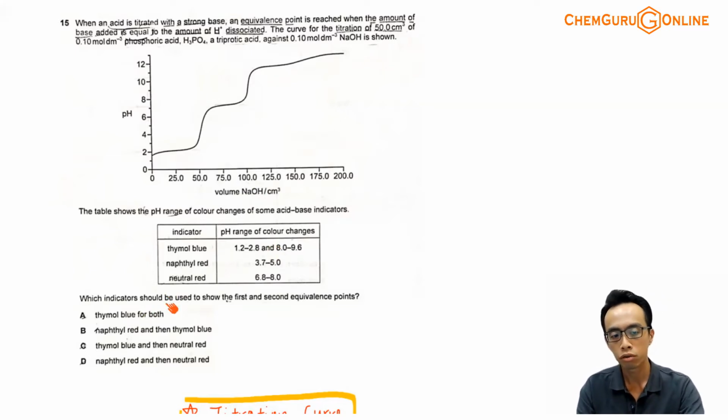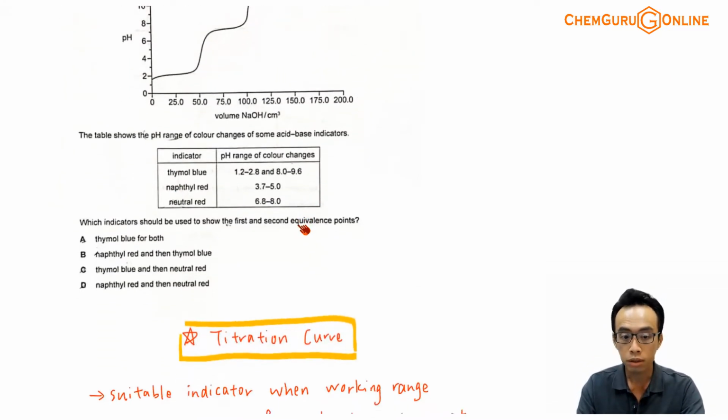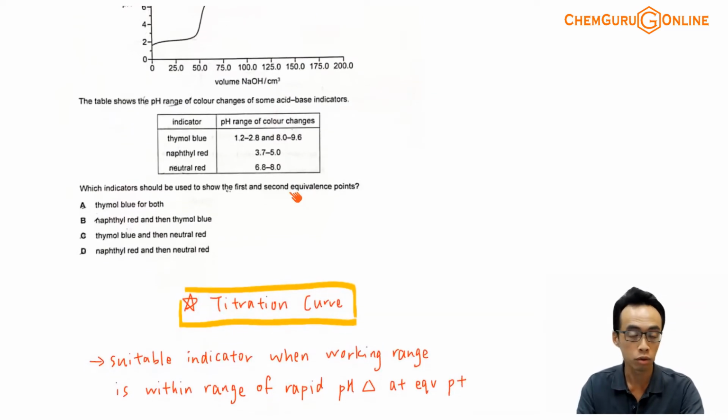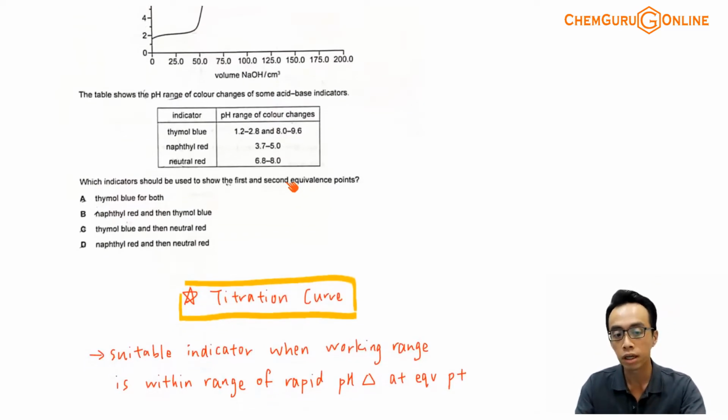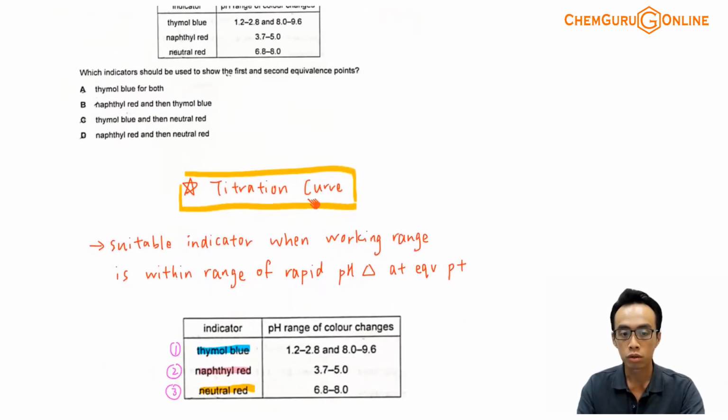So which indicators should be used to show the first and second equivalence points? So we have 4 options A, B, C, D. Of course, we would run them through in a while. Now, the topic tested inside this question is under ionic equilibria, more specifically titration curve. Effectively, what we want to do is determine a suitable indicator to detect the first and second equivalence point, or to detect each of these equivalence points.